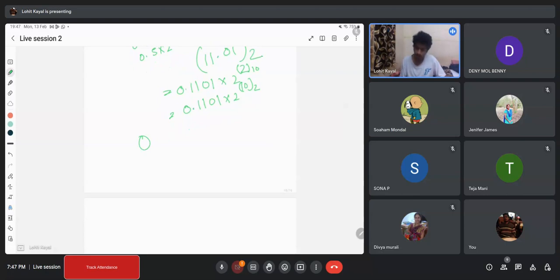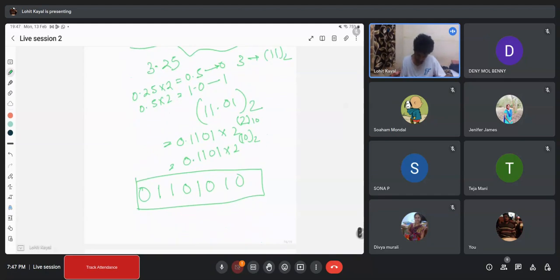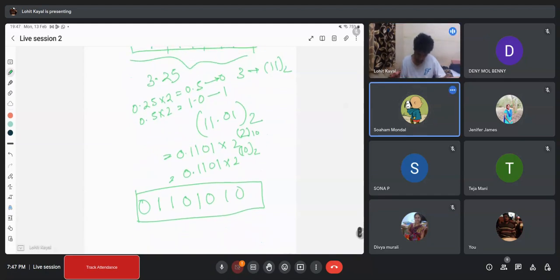The first one will be 0. That is the sign of the number. It is positive, so it will be 0. Then the mantissa part, 1101. Again the sign of the exponent, it is again 0, then 1 0. So 0 1 1 0 1 0 1 0. So you are getting this answer, Shoham? Yes, sir.